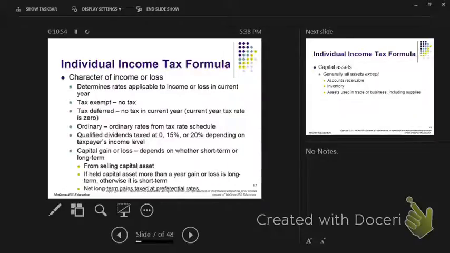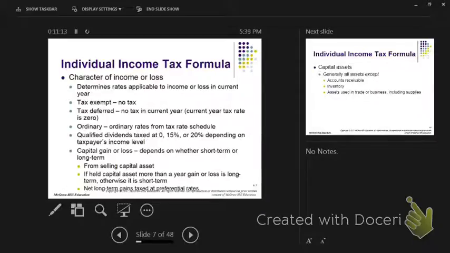All right, so what we look at in income. There's a couple other things where tax exempt means there's no tax. Hopefully we kind of know that now, right? Tax exempt. Tax deferred means no tax in this year. Ordinary rates are from the tax schedule, which you guys have already looked at. But then there's something called qualified dividend rates.